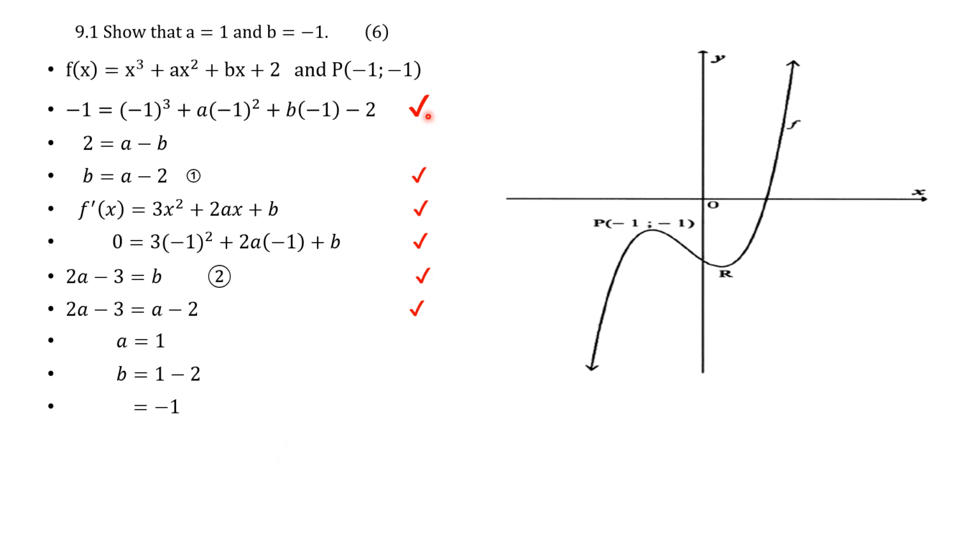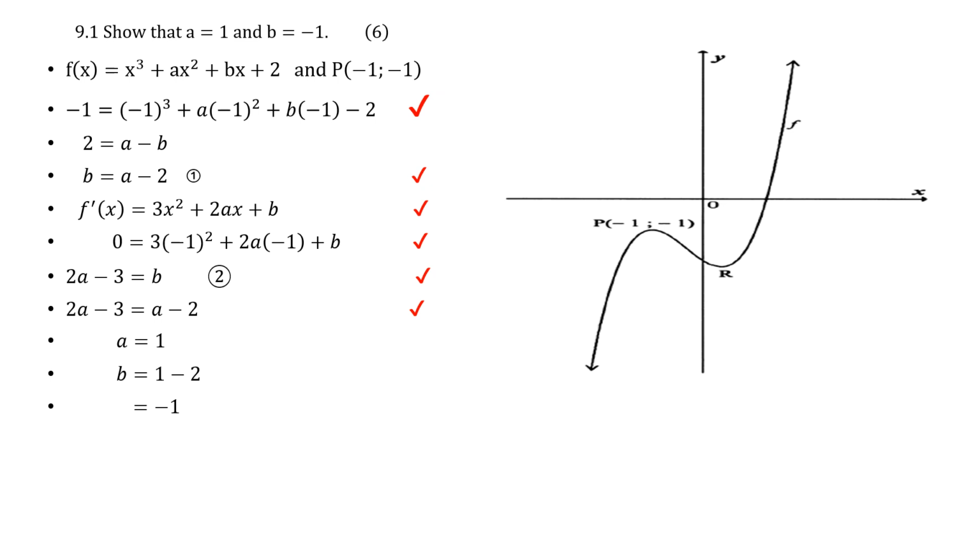1 mark there for correctly substituting minus 1 in the place of x and minus 1 in the place of y. Right, second mark for getting the equation in terms of p. Third mark for finding the first derivative. Fourth mark for correctly substituting minus 1, the x value, into the first derivative. Next mark for making b the subject of the formula. And then my 6 marks for equating the two. No mark for getting a as 1 and b as minus 1, because we've already stated what the answers would be, and that is your 6 marks.